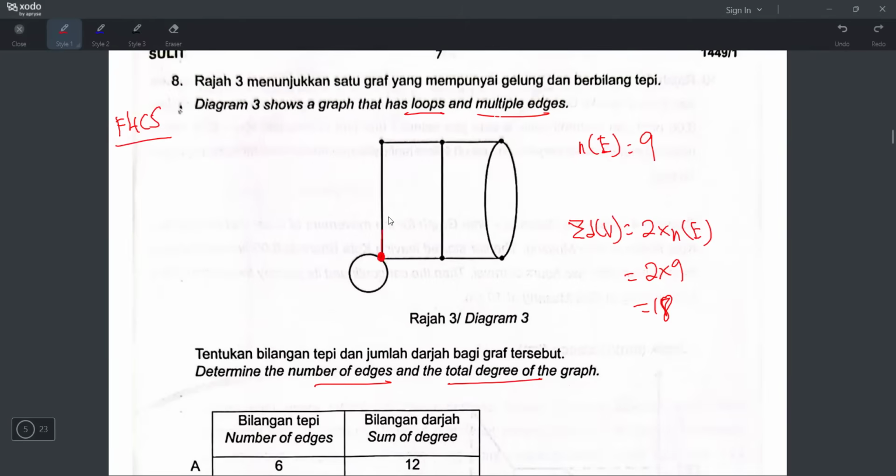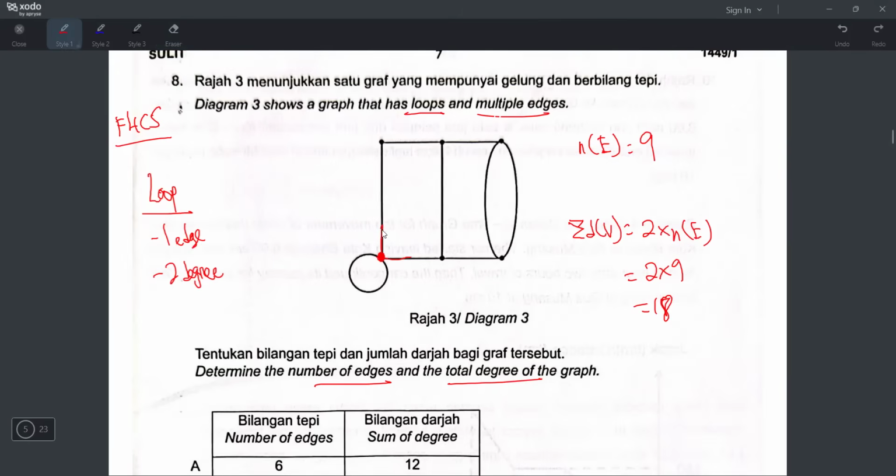Degree means you count how many lines are connected to that vertex. So let's count 1, 2. The loop we actually count as 2 degrees. But sir, just now you said count it as 1. That is the edge. For a loop, when counting edges, it is considered 1 edge, but the degree is 2 degrees. Because if you look at the loop, there are 2 lines connected, one in the clockwise direction, one in the anti-clockwise direction.